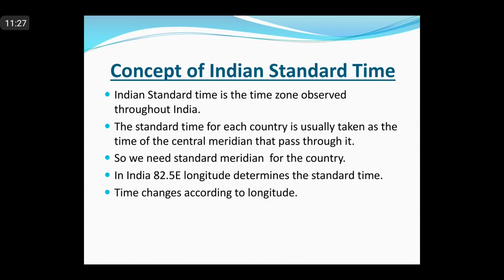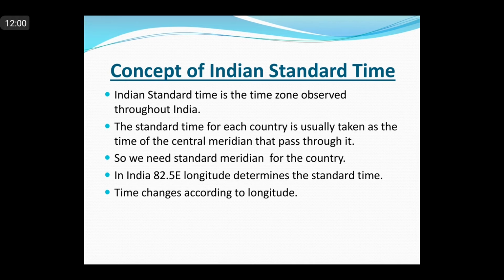If a country chooses any central meridian or standard meridian, that should be divisible by 7 degree 30 minutes of longitude. So that's why we have taken 82.5 degree east, and that has been selected as the standard meridian of India. Got it? So Indian Standard Time is ahead of Greenwich Mean Time by 5 hours 30 minutes. You must be knowing these things, right?